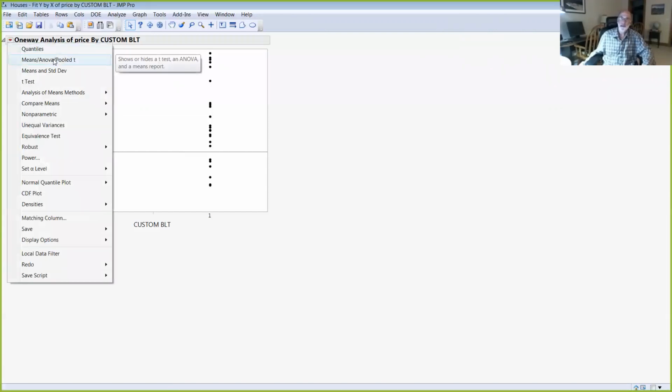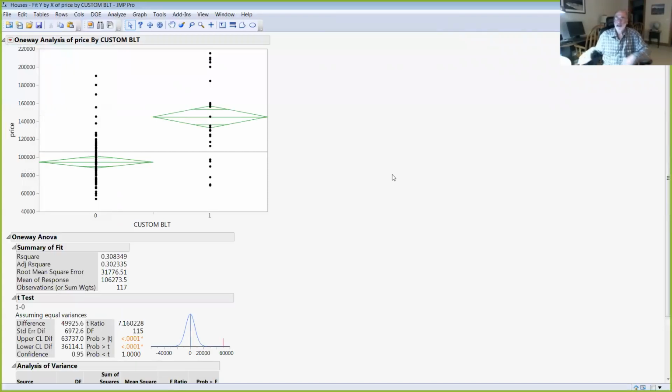And what you can do is what's called a means ANOVA pooled t-test. There are several ways to interpret this. The easiest by far is the visual way. JMP is providing you with a visual signal. These green diamonds represent confidence intervals for the mean in each group.